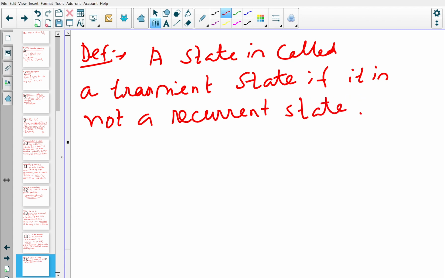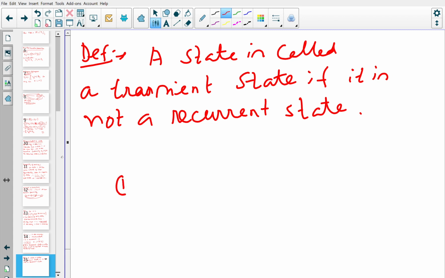Okay, so what does that mean? So recurrent means what? That means if you go to somewhere, you can come back to there. But transient means what? Transient means if you go from a transient state to another state, you may not come back to the transient state. Okay, so in particular, let me give you a picture, then it will be more clear.